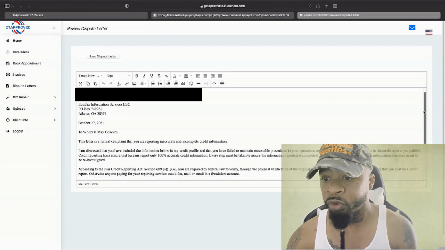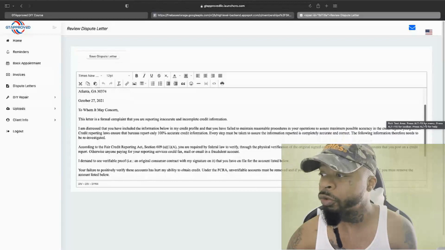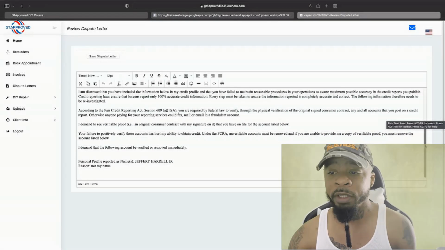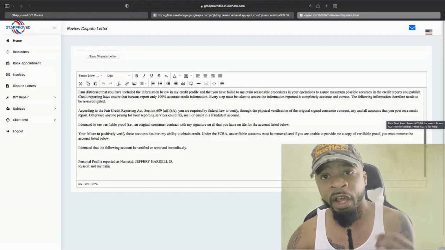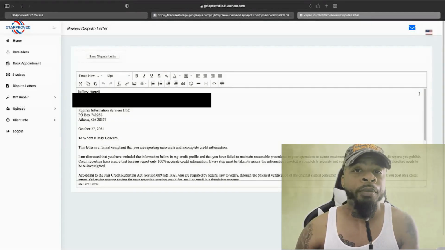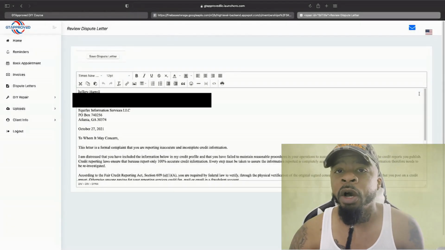And it's going to go out to them. This is 609, the 609 prove it letter. Prove to me that this information is mine, verified. I want to see the original contract from when I first signed this, okay? And then boom, same as step 1. Print it out, mail it out, and take off, guys.